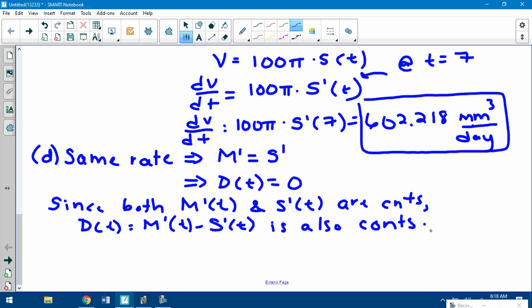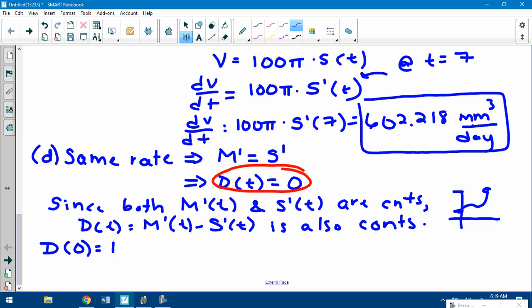We need to look at the endpoints now. Remember, the intermediate value theorem says if you're continuous, then if you take your endpoints, every value between these endpoints has to be hit somewhere. I'm trying to prove that d of t equals 0 somewhere between 0 and 60. So hopefully, if I look at the endpoints, I have a number less than 0 and a number bigger than 0. Let's see. What's d of 0? Well, that would be m prime of 0 minus s prime of 0.